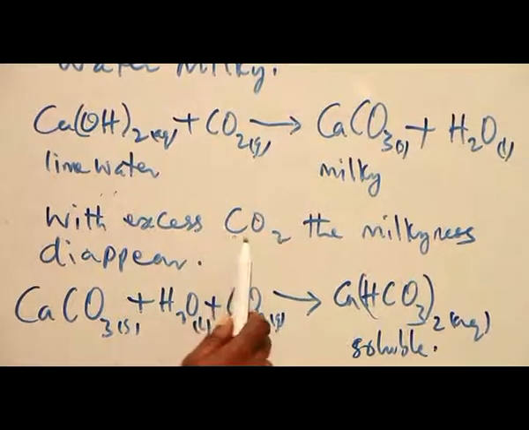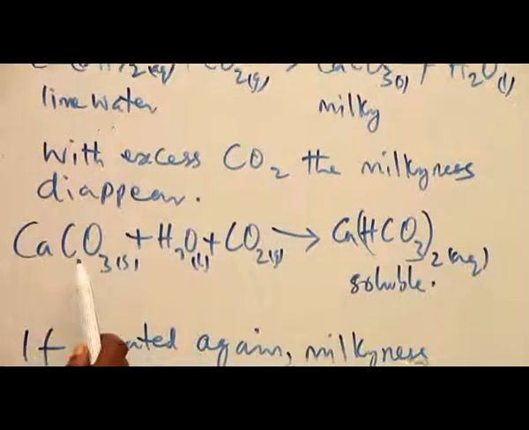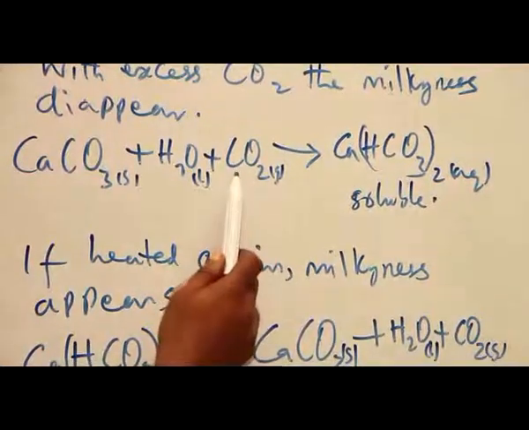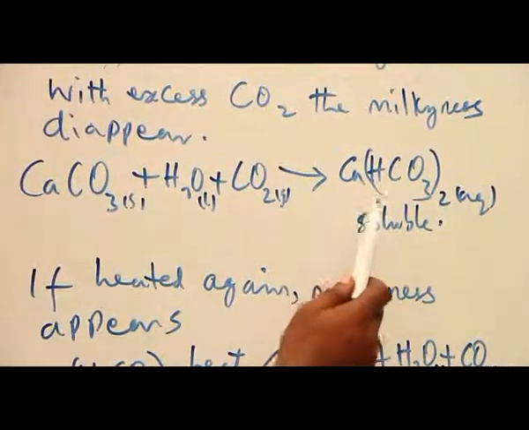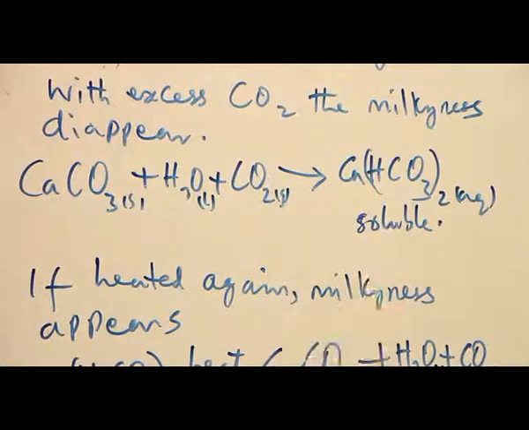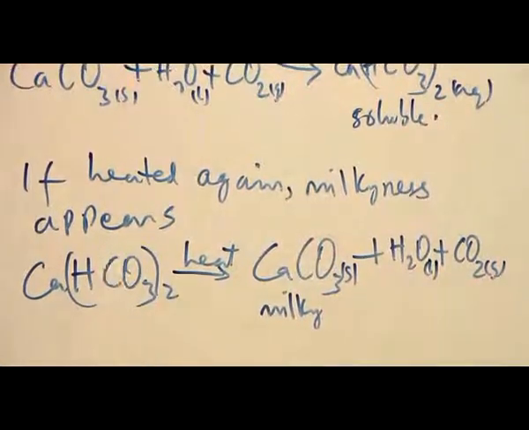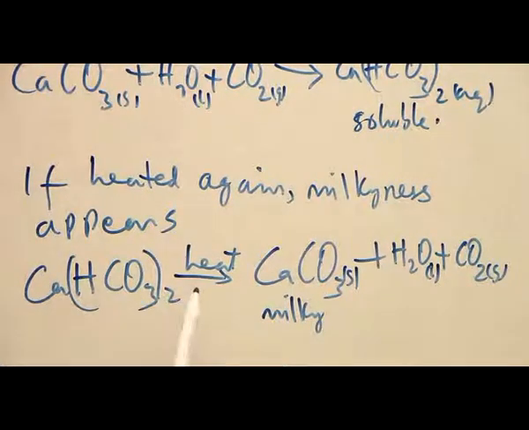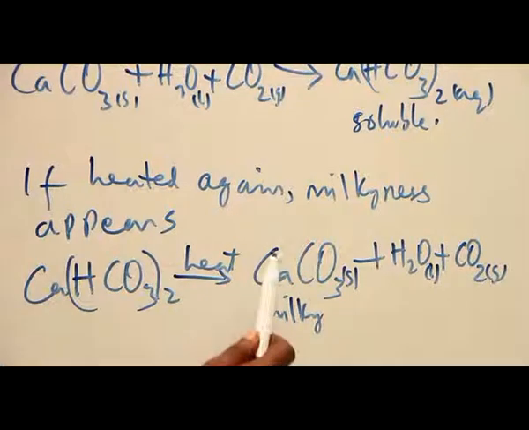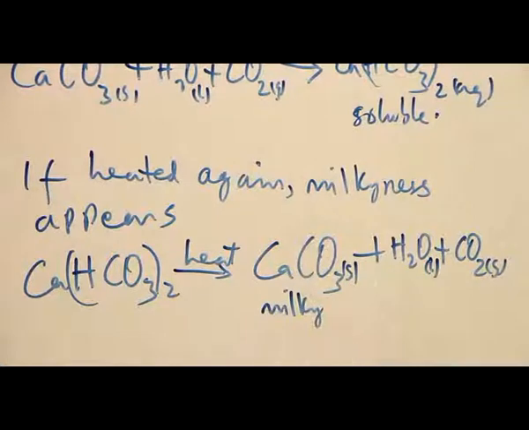With excess carbon(IV) oxide, the milkiness disappears because calcium trioxocarbonate(IV) plus water plus carbon(IV) oxide gives calcium hydrogen trioxocarbonate(IV), which is soluble. If heated again, milkiness appears because the calcium hydrogen trioxocarbonate(IV) decomposes to give insoluble calcium trioxocarbonate(IV), which is milky, plus water plus carbon(IV) oxide.